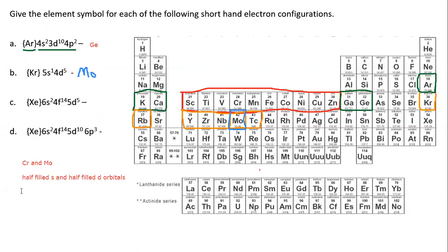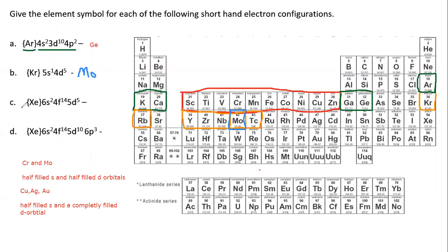The other exception is with copper, silver, and gold. Here we have a half-filled s orbital and a completely filled d orbital. So those are the only two exceptions you need to know for electron configuration. You need to make sure that you know the chromium, molybdenum exception and the copper, silver, gold exception. For example, copper would be 4s1, 3d10. So make sure you know these exceptions.